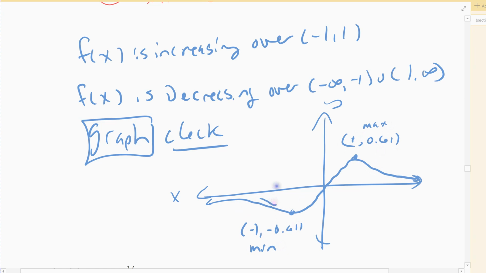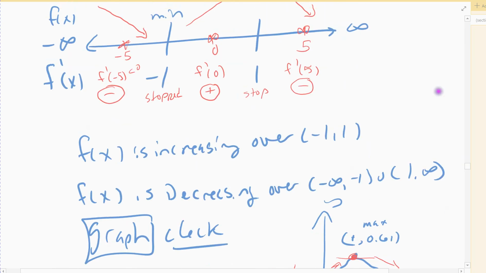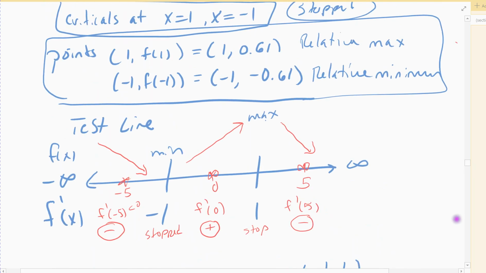If I go and check my answers, it is from negative infinity to this moment, negative 1, my function's moving down. Then from negative 1 to positive 1, my function's moving up. And then from 1 to infinity, my function's moving down again. So it does follow the path. And it did stop at those two moments, right? My critical values were at stopping points where I have horizontal tangent. And so it does check that what I've got done here is correct.